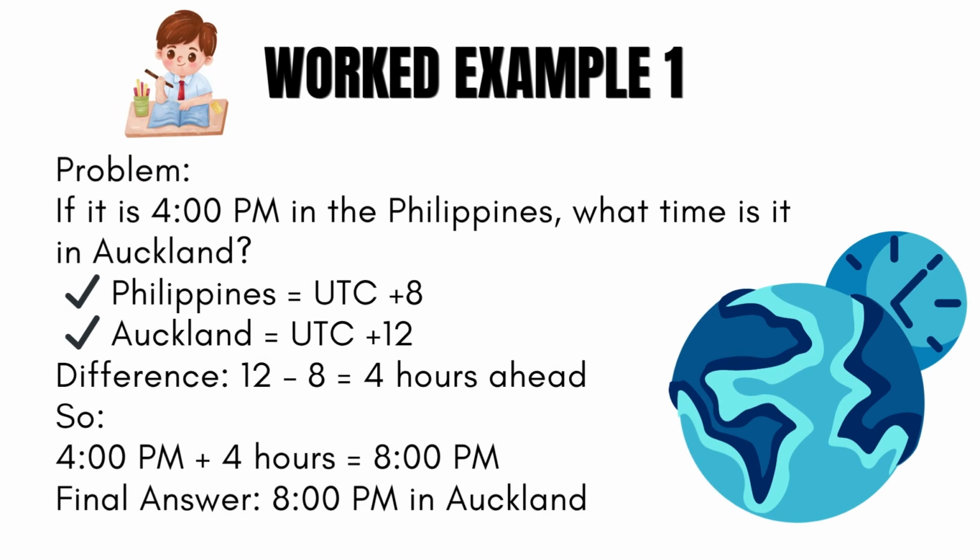Here is an example problem. If it is 4 p.m. in the Philippines, what time is it in Auckland? The Philippines is in UTC +8, while Auckland is in UTC +12. To find the time difference, subtract 8 from 12, which gives 4 hours. Since Auckland is ahead in time, add 4 hours to 4 p.m. Therefore, the time in Auckland is 8 p.m.